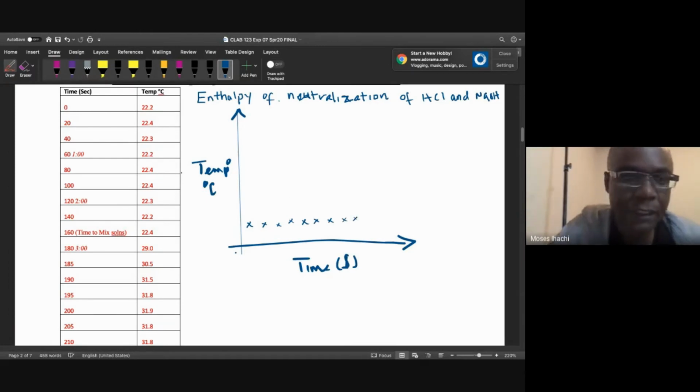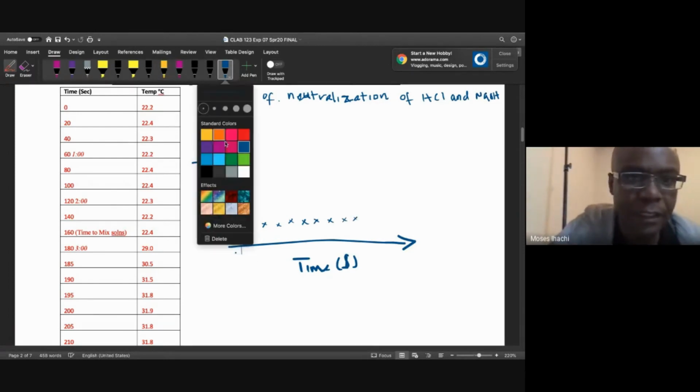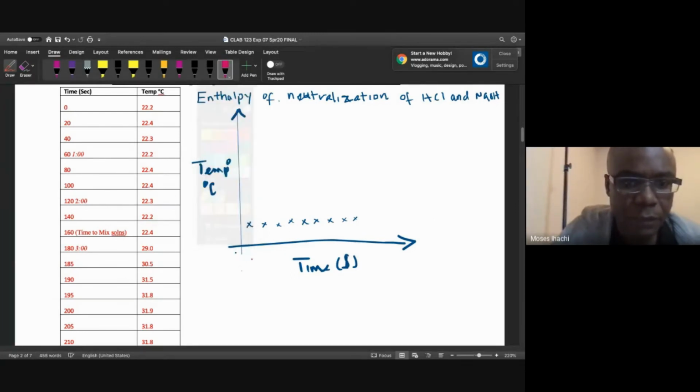So probably like that. And then after you added your acid, or after you mix them together, the temperature spikes. So it's gonna spike. I'm just gonna trace something here. And then it starts leveling off. There'll be a bunch of data points, and then after 20 seconds of waiting will be like that.